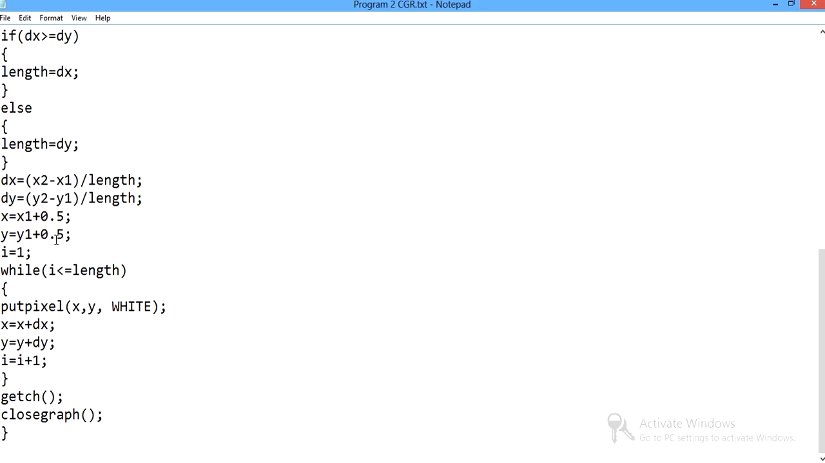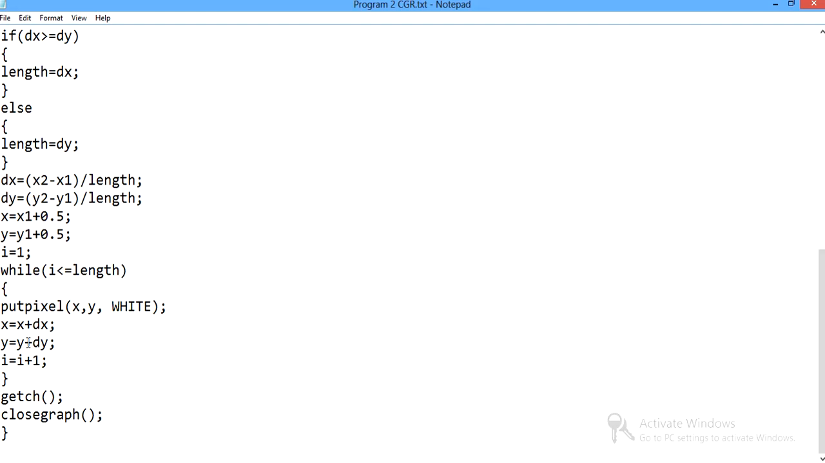Now the value of i is incremented every time by 1 until it reaches the length, and each time x is equal to x plus delta x and y is equal to y plus delta y. We plot this pixel with the putpixel function, where x, y is the coordinate position.